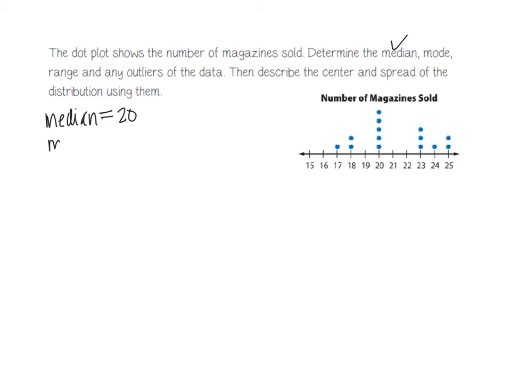Mode is the one that is used the most. You can pretty much see which one that is. That is 20 also. The range is where I take the highest number, which is 25, and subtract the lowest number, which is 17. The range in this case will be 8.